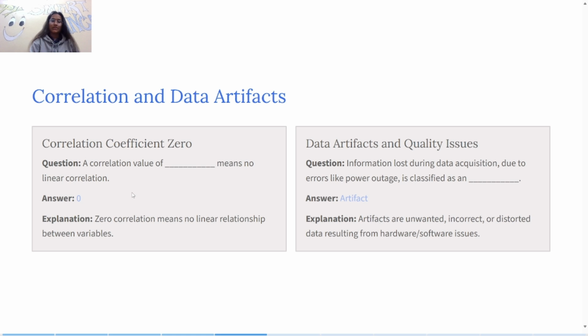Moving ahead with the next question. Information lost due to acquisition errors is classified as blank. Sometimes data gets distorted because of hardware or software issues like sensor failure or file corruption and so on. Such unwanted distortions are called artifacts here. So here the answer is artifacts.